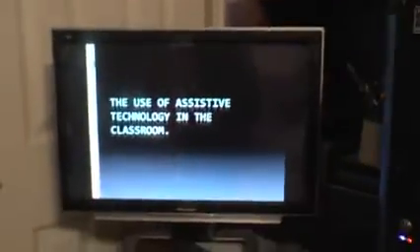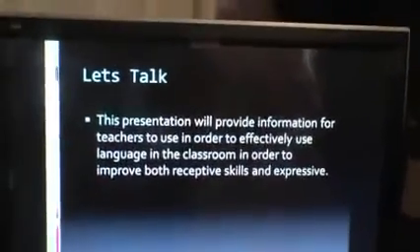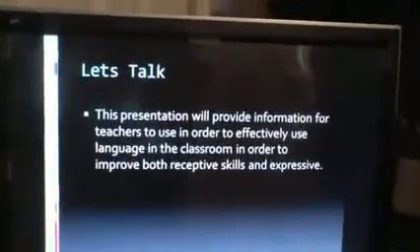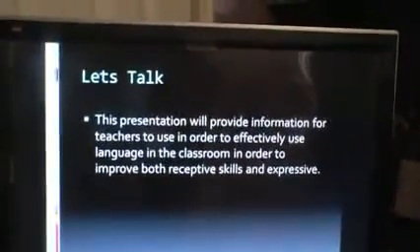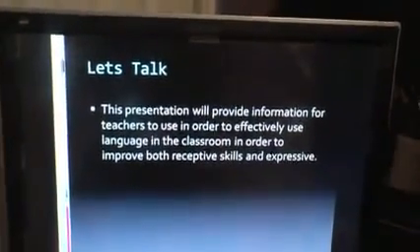Today I will be talking about the use of assistive technology in the classroom. This presentation will provide information for teachers to use in order to effectively use language in the classroom in order to improve both receptive and expressive skills.